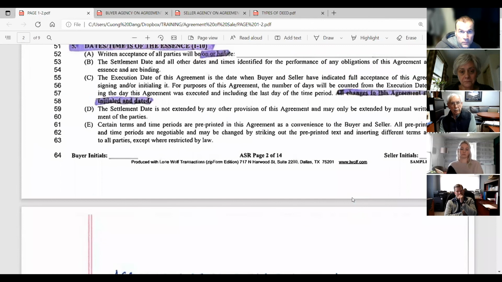So lastly, E: certain terms and time periods are pre-printed in this agreement as a convenience to the buyer and seller. All pre-printed terms and time periods are negotiable and may be changed by striking out the pre-printed text and inserting different terms acceptable to all parties, except where restricted by law.